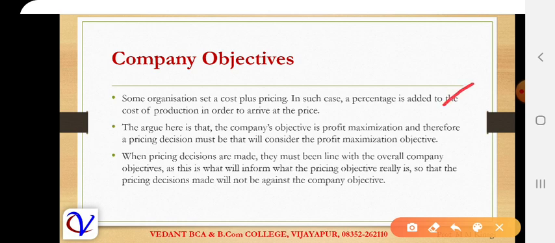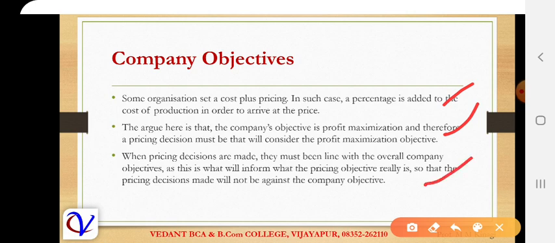Then the argument here is that the company's objective is profit maximization, and therefore a pricing decision must consider the objective of profit maximization. As I said, the main objective of the company is to earn profit. So to earn the profit, we need to keep a higher price based on the investment and the expenses. That is what we are talking about, ultimately earning the maximum profit.